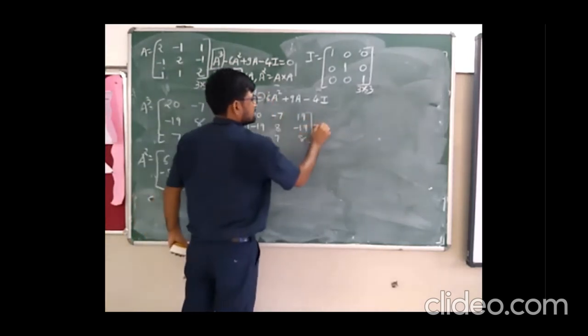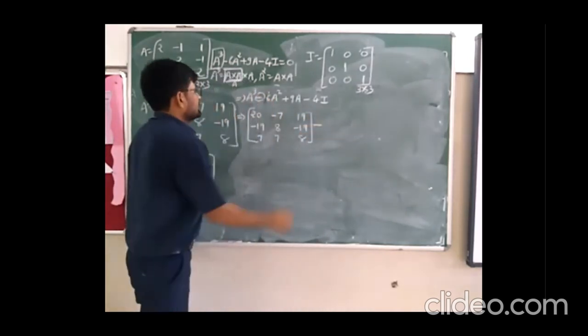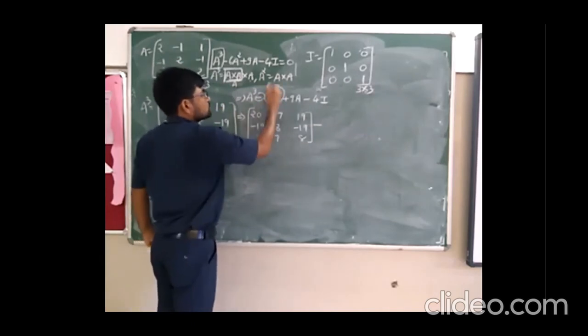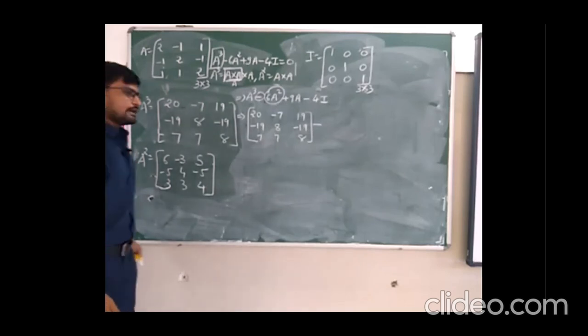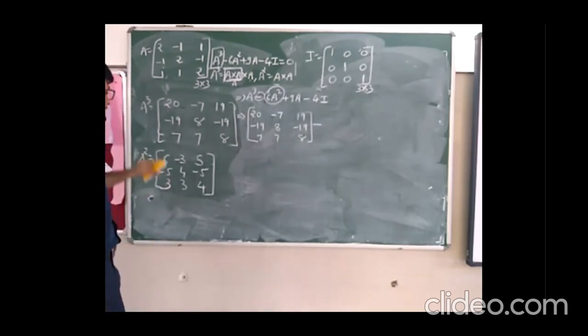Minus, then we'll use a minus sign in between. Now we require 6 into A square. So we already have the answer of A square. Just multiply this A square by 6, then you will get 6 times A square. Okay, so now multiply this A square by 6.